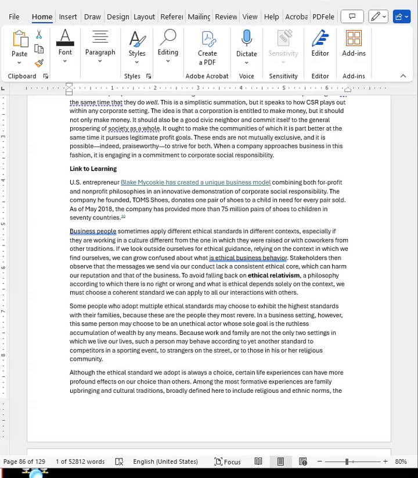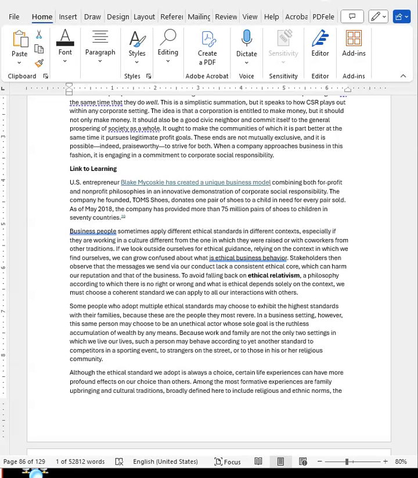Business people sometimes apply different ethical standards in different contexts, especially if they are working in a culture different from the one in which they were raised or with coworkers from other traditions. If we look outside ourselves for ethical guidance, relying on the context in which we find ourselves, we can grow confused about what is ethical business behavior. Stakeholders then observe that the messages we send via our conduct lack a consistent ethical core, which can harm our reputation and that of the business.